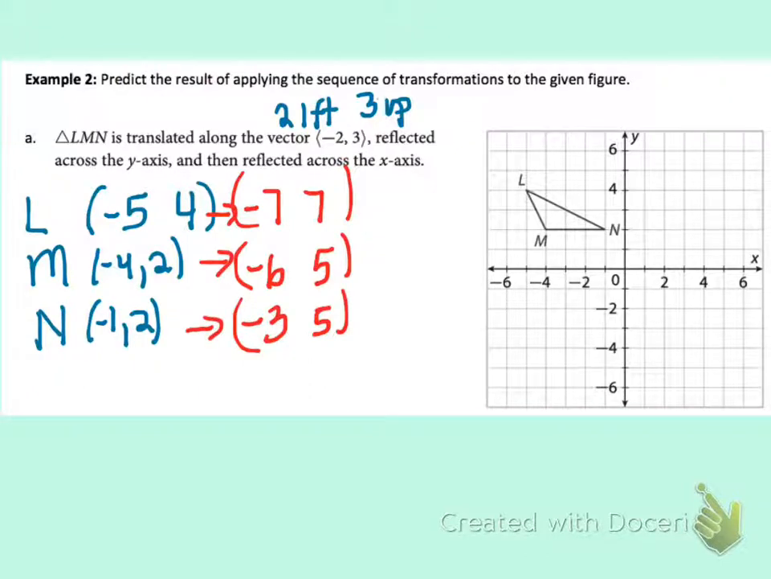Let's say negative 7 and 7. That's going to put us way up here in the corner. Just barely made it on the page. Negative 6, 5. So negative 6 and there's 5 right there. And then negative 3, 5. So negative 3 and up 5. So we can see that this figure looks just the same as the original. It's just slid, just translated.